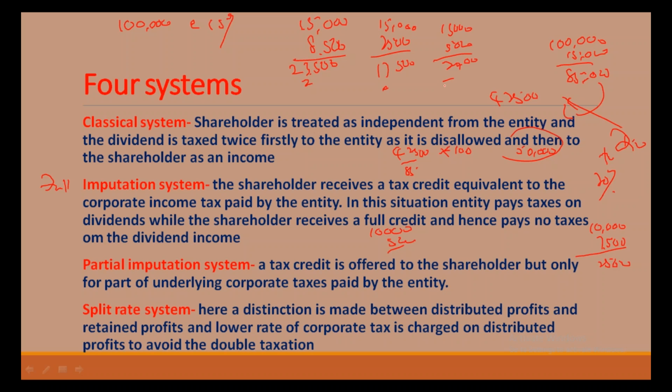It can be a kind of split system. They will say 15% is the rate for the company, and on the 42,500 you got, you have to pay 10% tax or something like that. That's what we call a split system. But the three important systems are the classical system, where no credit is given and you are treated as a separate entity who again pays taxes. In the imputation system, the 15,000 the company has paid is given as full credit to you.